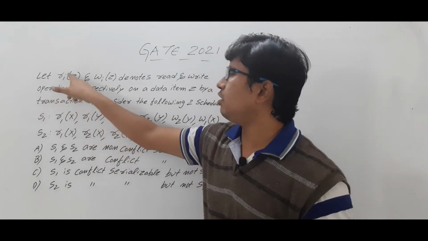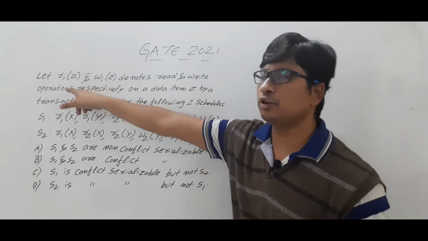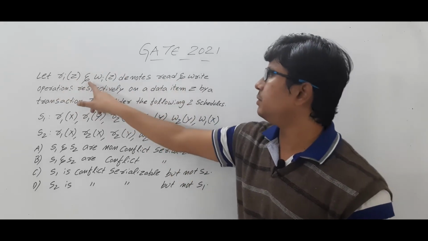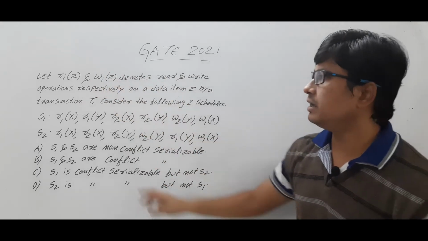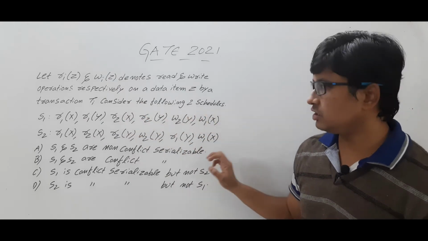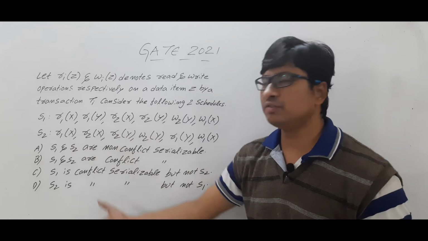Let Ri(Z) and Wi(Z) denote the read and write operations respectively. So R represents a read operation and W represents a write operation on a data item Z by a transaction Ti. Consider the following two schedules. They have given schedule S1 and schedule S2. They have given four options.